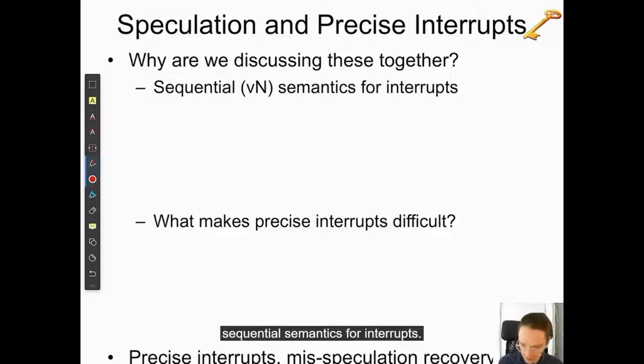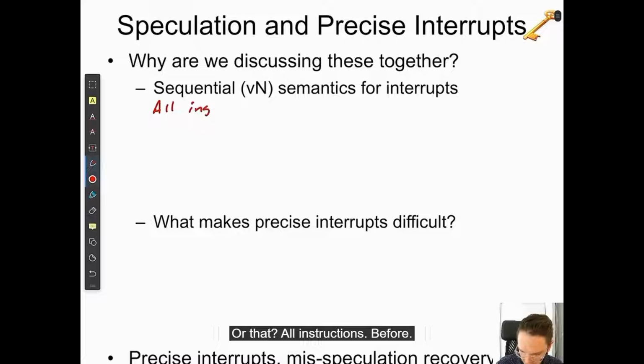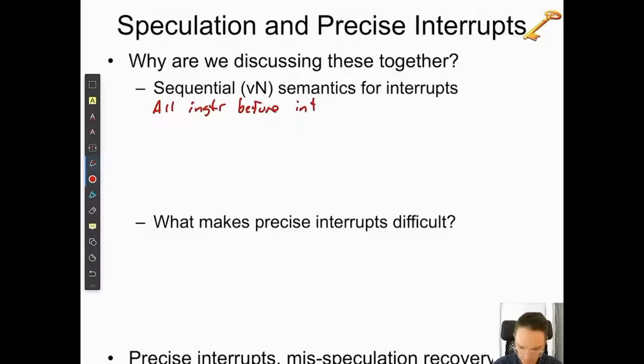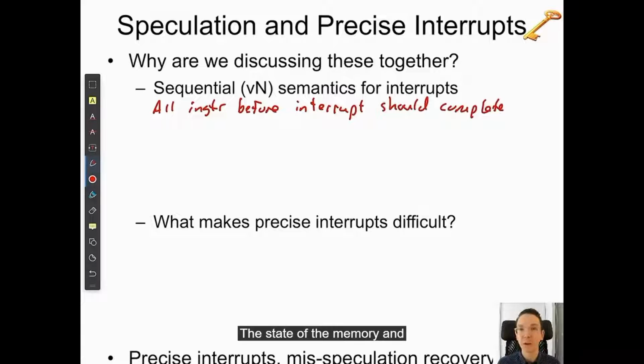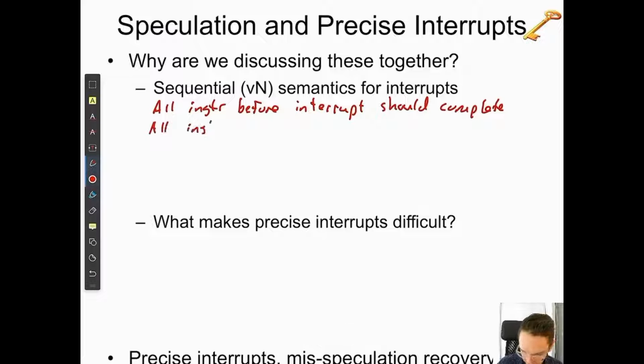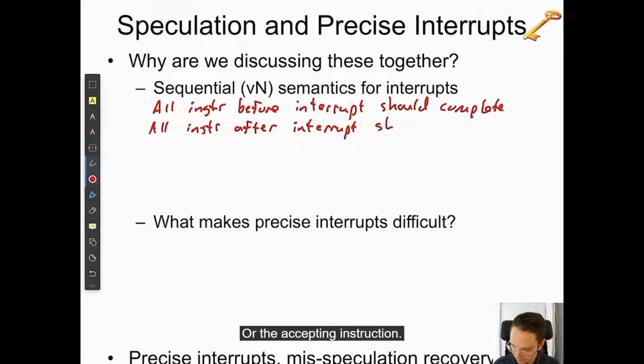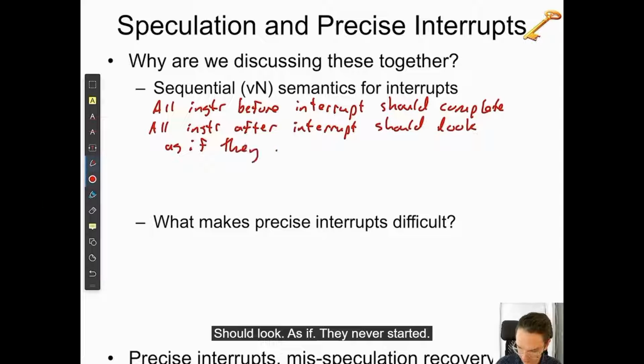The sequential semantics for interrupts are that all instructions before some interrupt or exception should complete. The state of the memory and architectural registers should represent the completion of all of those instructions before the interrupt. And all instructions after the interrupt or the excepting instruction should look as if they never started.